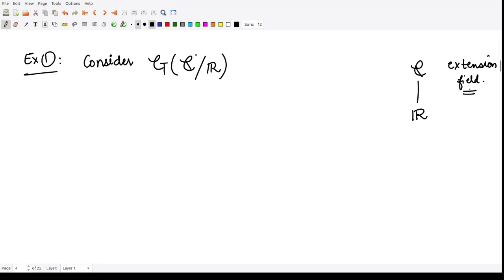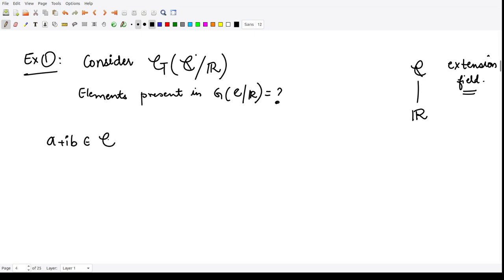Now we have to check what the elements present in G of C by R are. So this is our task. For that, we consider one element A plus iota B from C. That means we take some complex number where A and B both are real numbers, right?